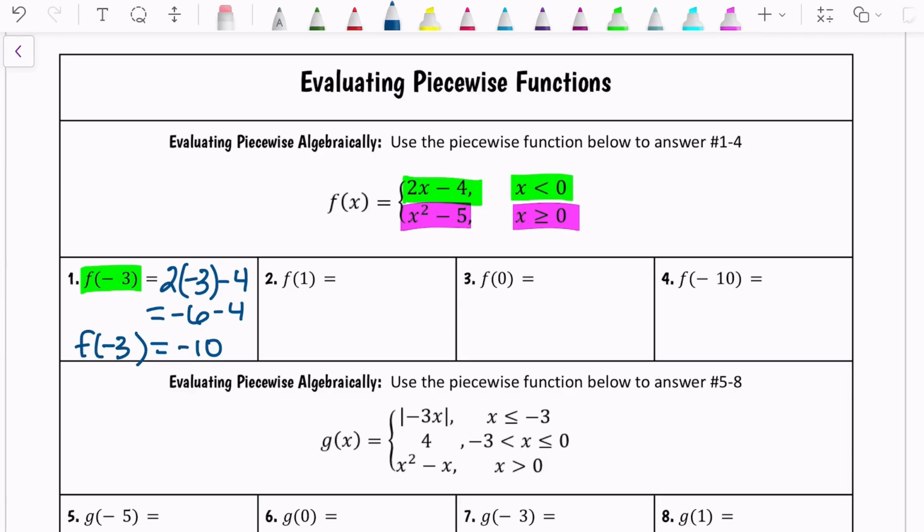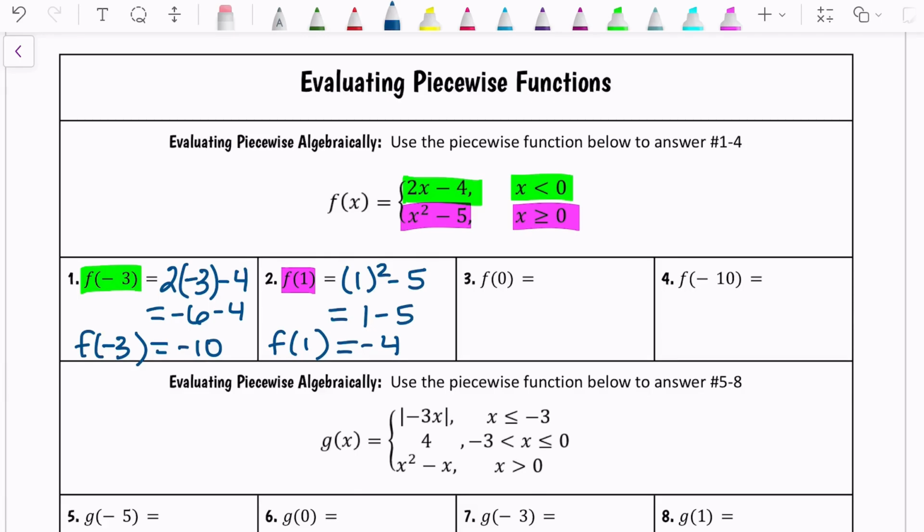The next one is 1. So again, I'm deciding is 1 less than 0 or greater than or equal to 0. And 1 is greater than or equal to 0, so I'm going to use the bottom rule. So I'm going to do 1 squared, take away 5. 1 squared is 1, take away 5 is negative 4. So f of 1 is negative 4. We usually put the notation in our answer.